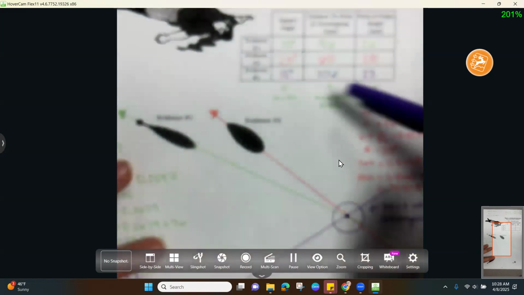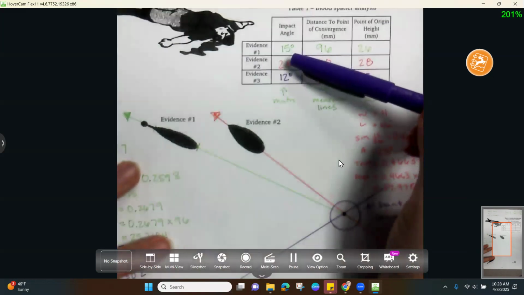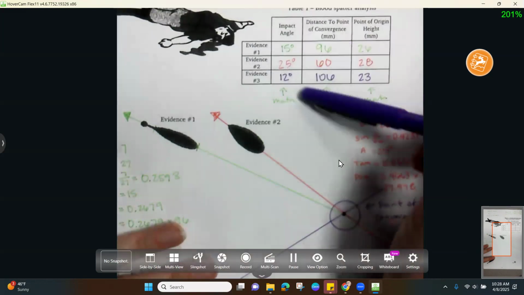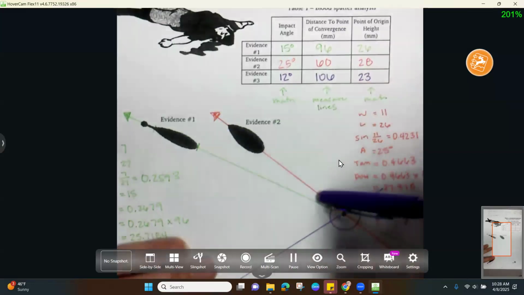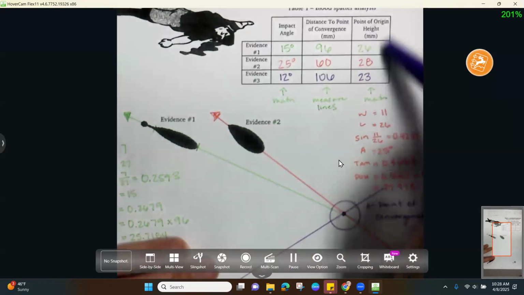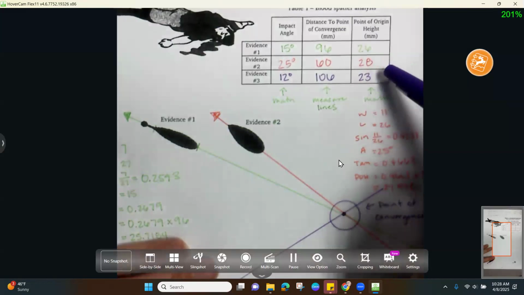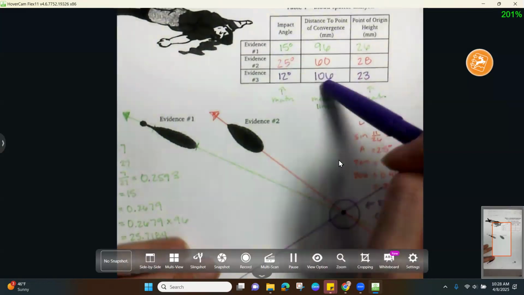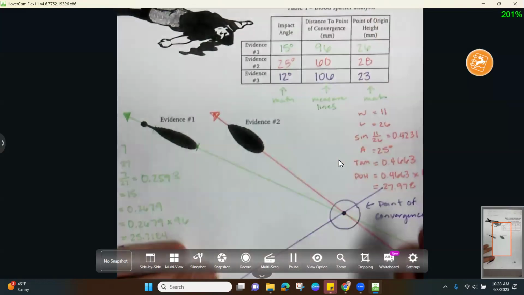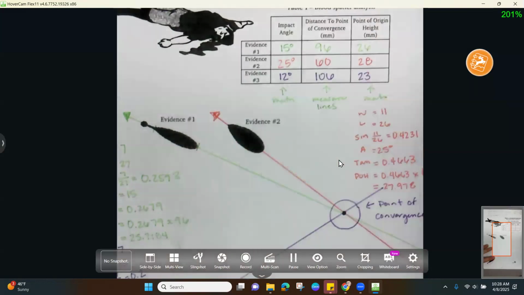So you've now calculated your angle using the width and the length of the blood drop. Then you find the decimal you get from that on the chart. You've measured the distance to the point of convergence by measuring the lines. Point of convergence is where the lines intersect. And then the point of origin, or the height of the point of origin, is the tangent of the angle times the distance, which gives you how far from the crime scene 2D model the point of origin actually is, how far into space.